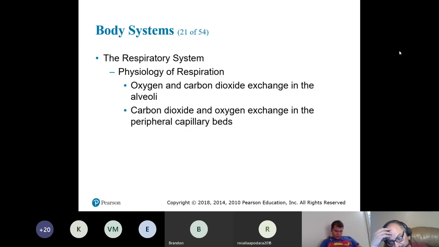Now, for an infant, the normal respiratory rate is from 25, and then double that up, what do you get? 50. There you go. So the normal respiratory rate for an infant is 25 to 50 times a minute.